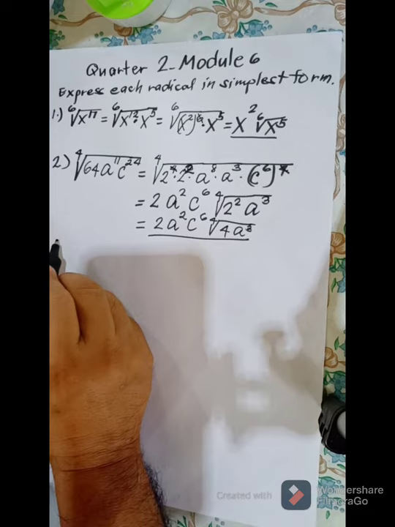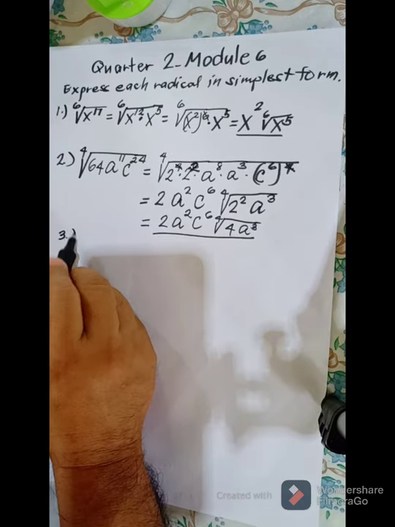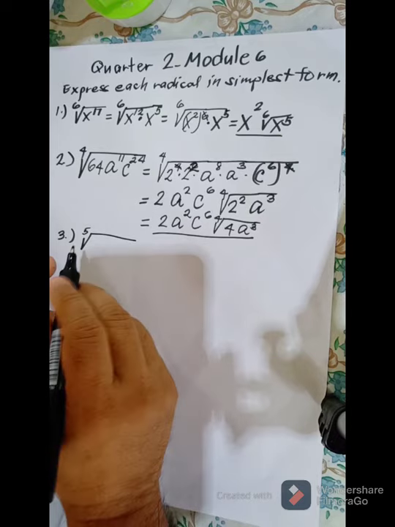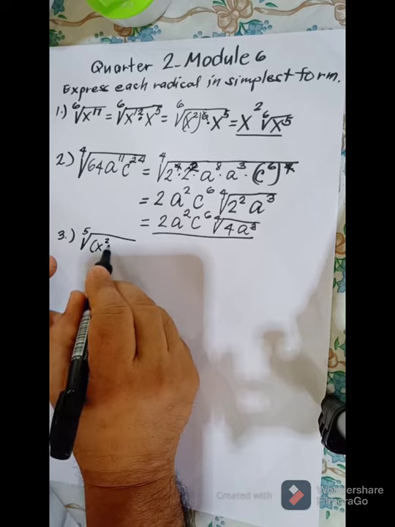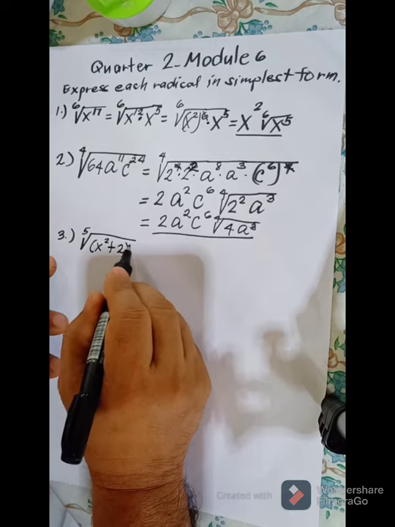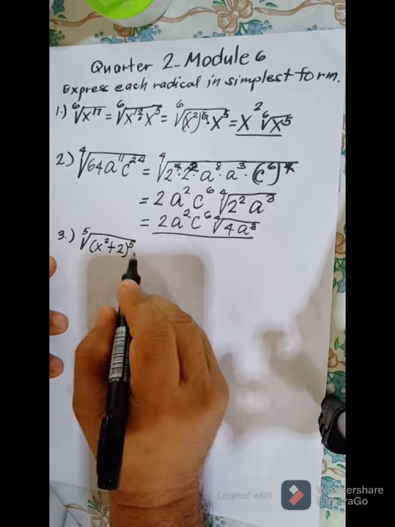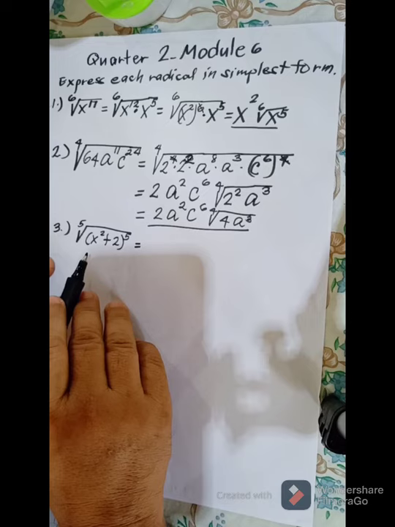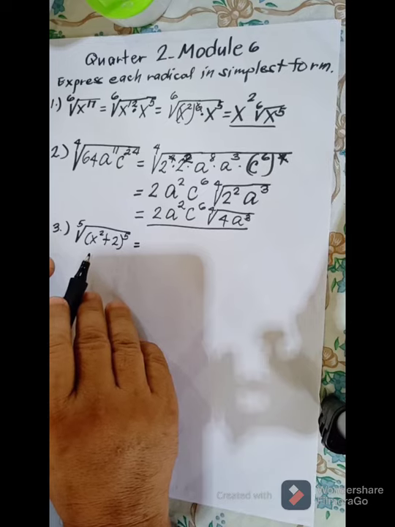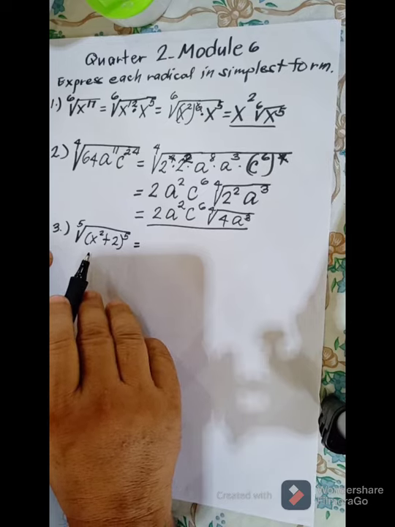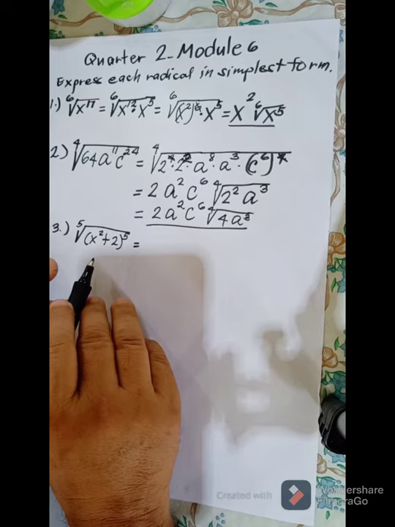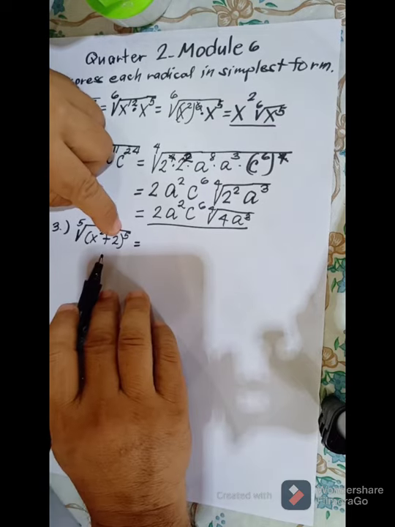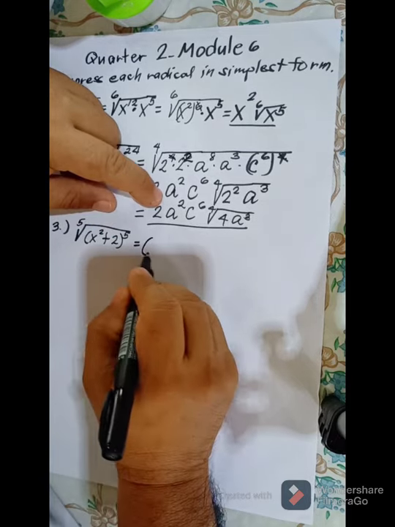Let's proceed to number 3. Our number 3 is: simplify the fifth root of x squared plus 2, raised to the power 5. Now, this is a radical form. If we apply the correct procedure in writing radicals as expressions with rational exponent, take note, our base here is the quantity x squared plus 2.